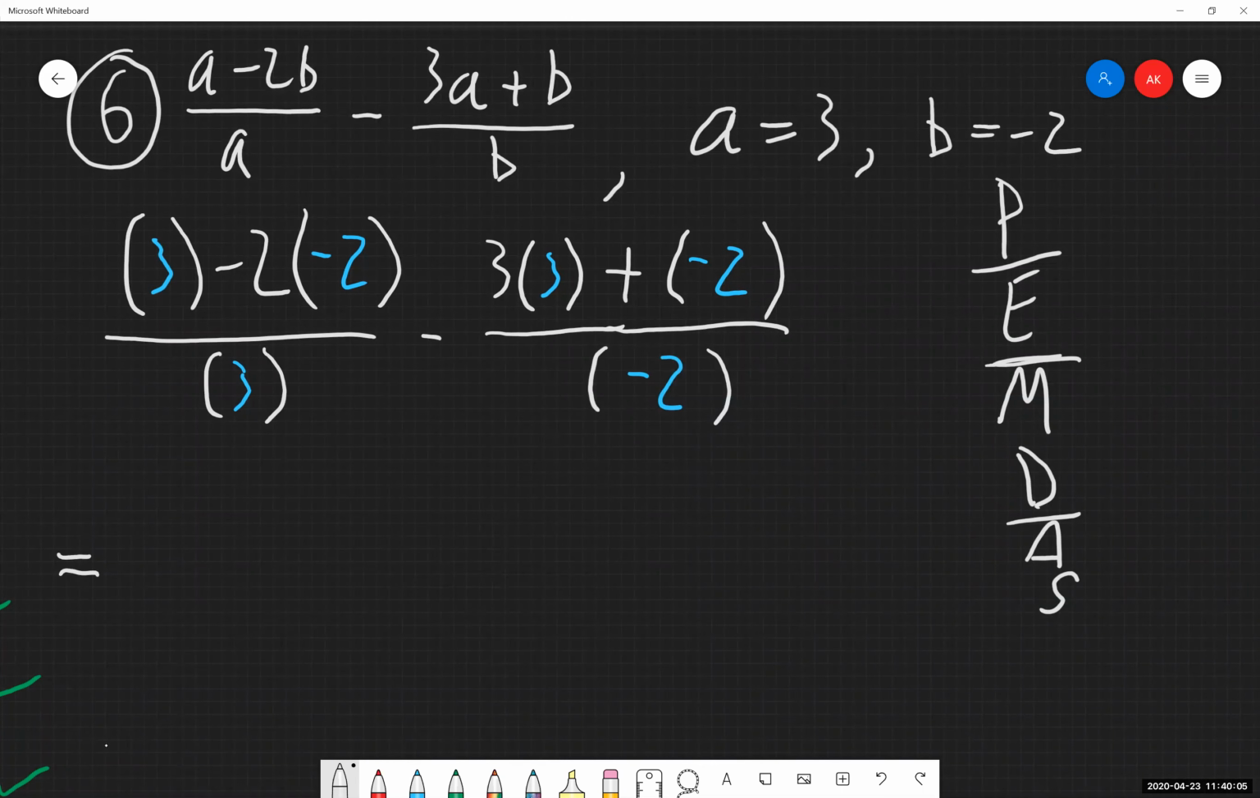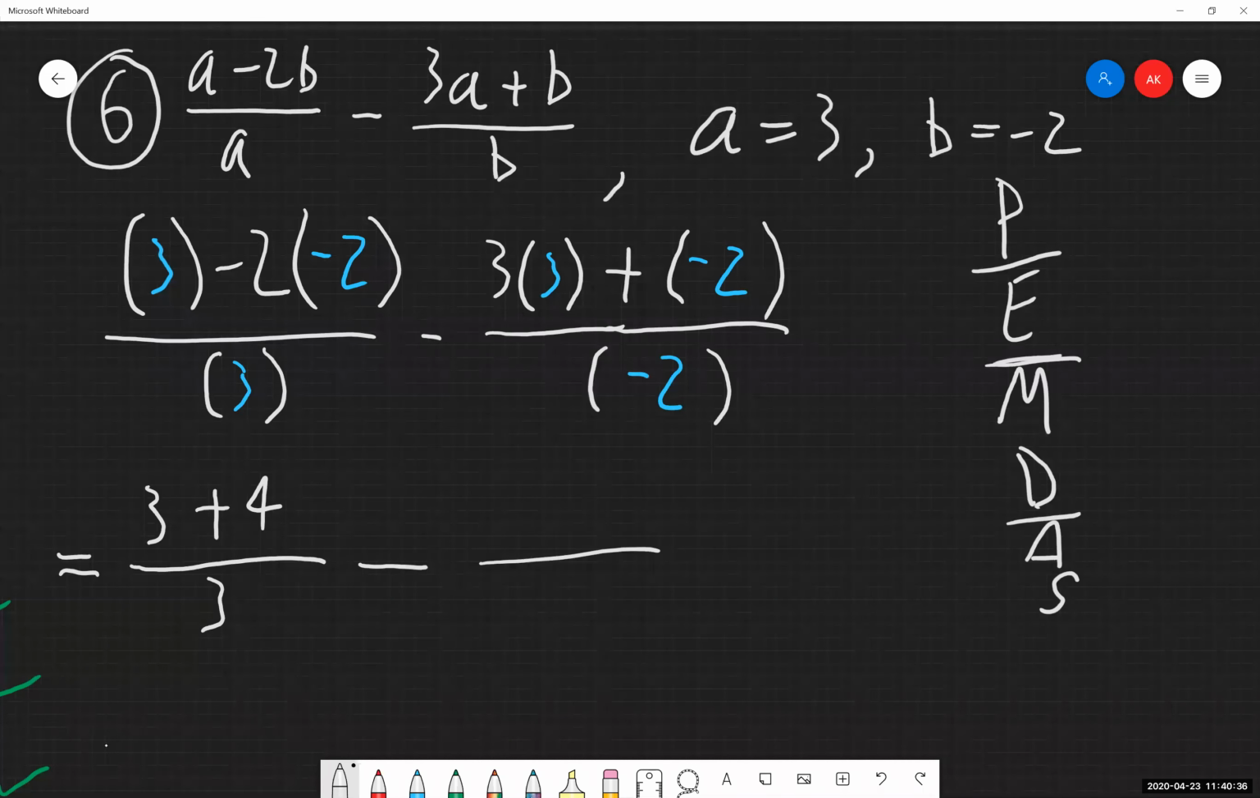So in this instance, because it doesn't look like we're going to be doing too many operations, I'm going to leave everything as a single fraction. So I'm looking at the numerator of the first fraction that we have here. I can't do anything with parentheses. I can't do anything with exponents. I can multiply some things together. I have a -2 times a -2. It's going to give me a +4.